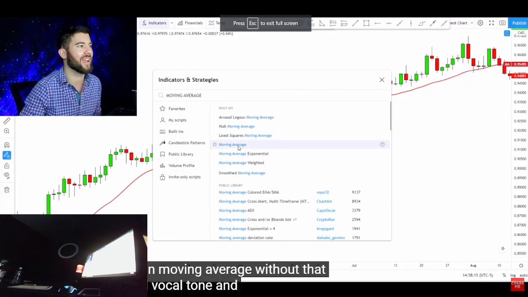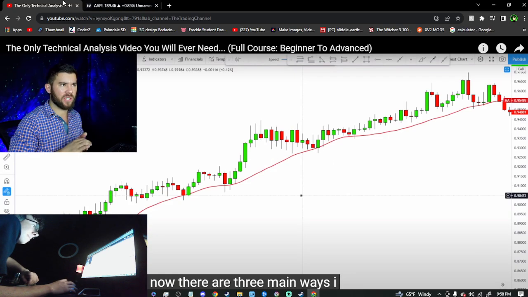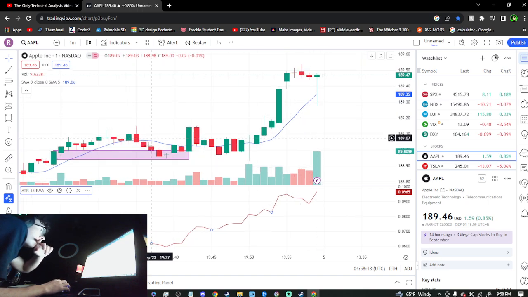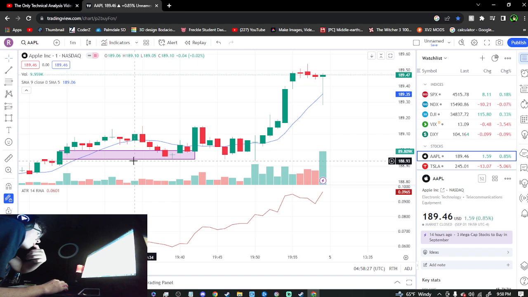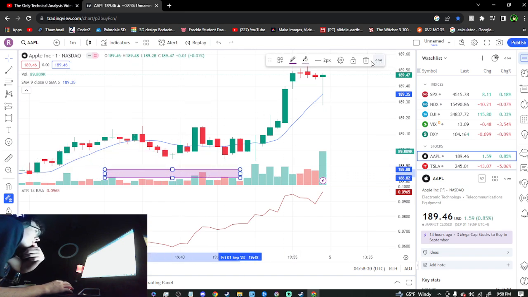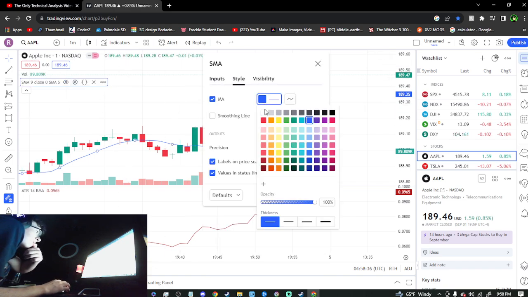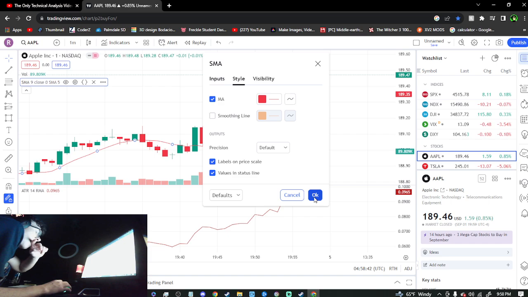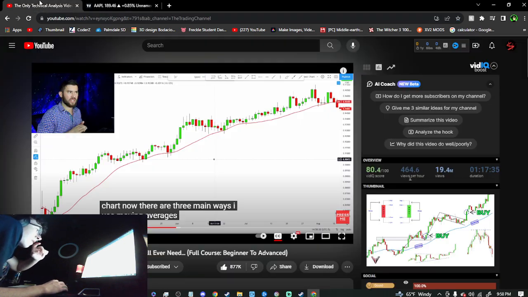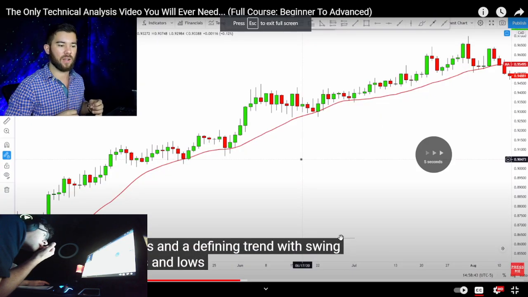Then you go down to moving average and just plot it on the chart. Now, there are three main ways I use moving averages. Let's go ahead and dive into those.